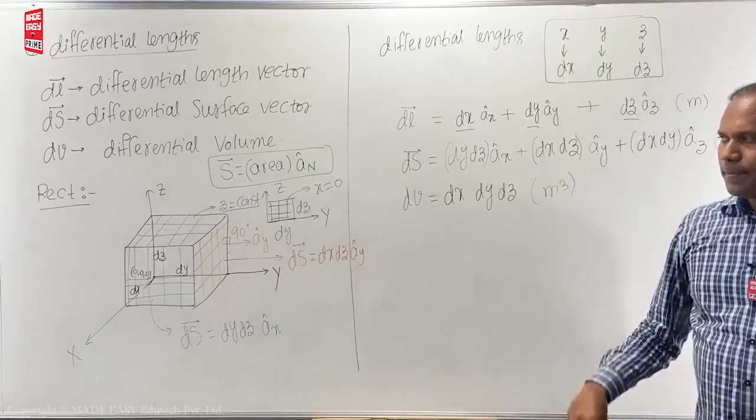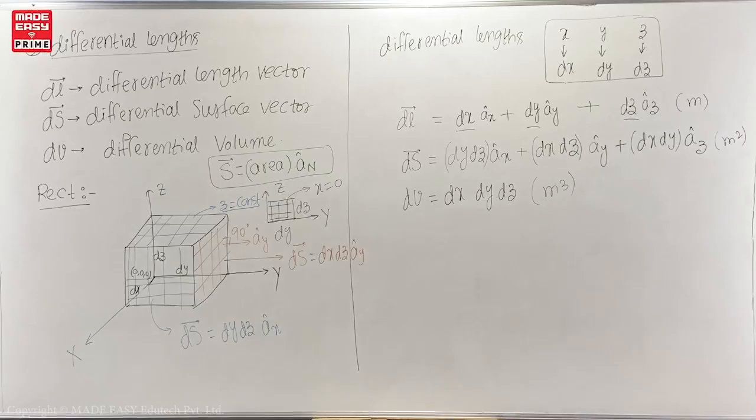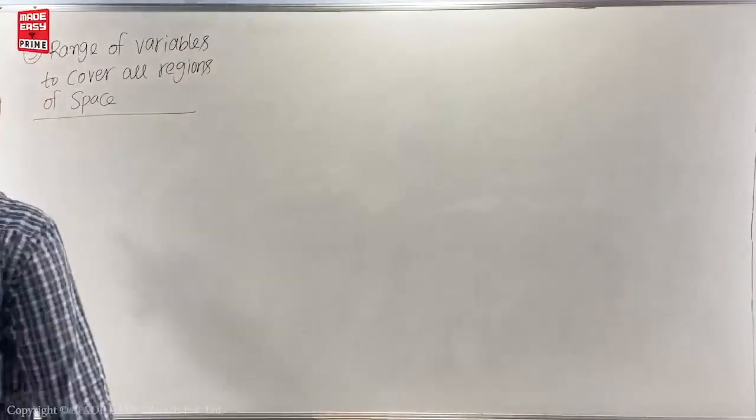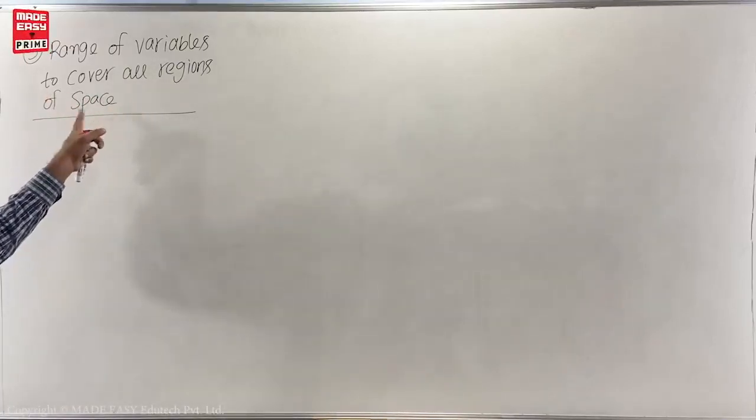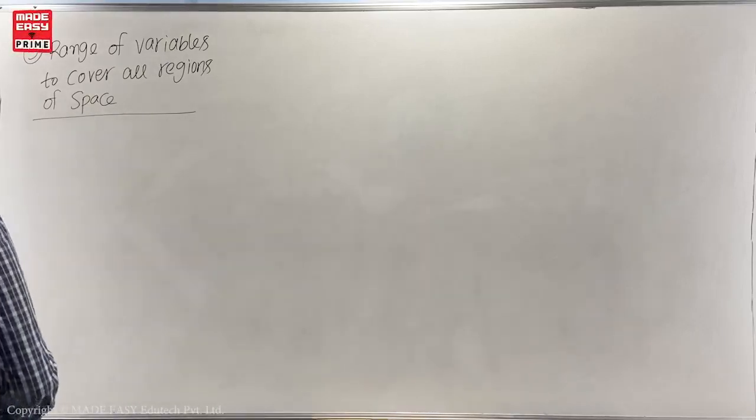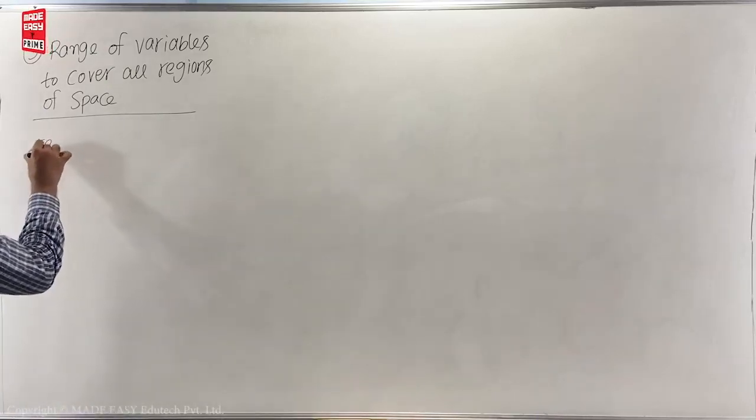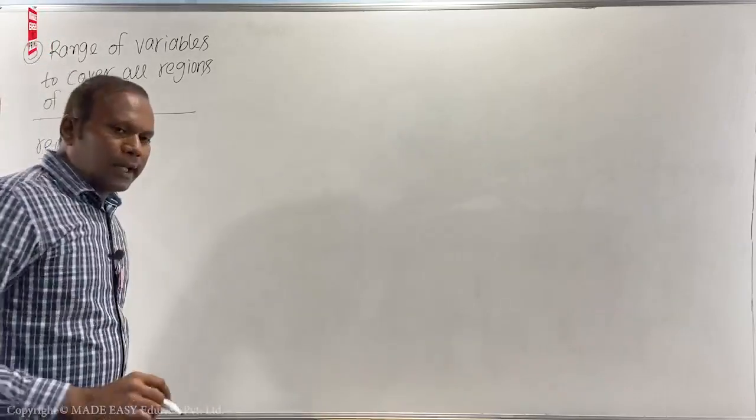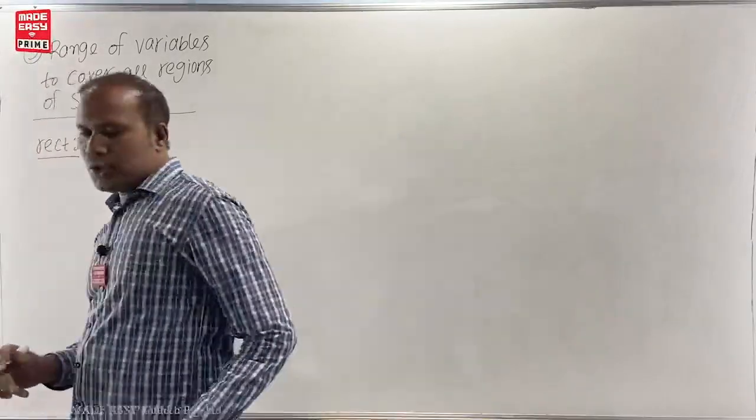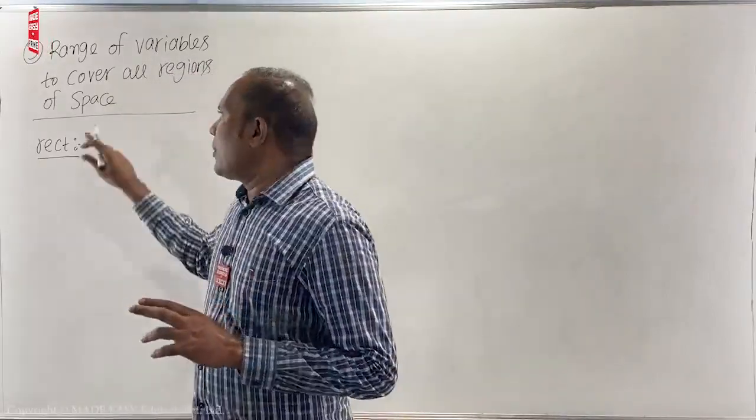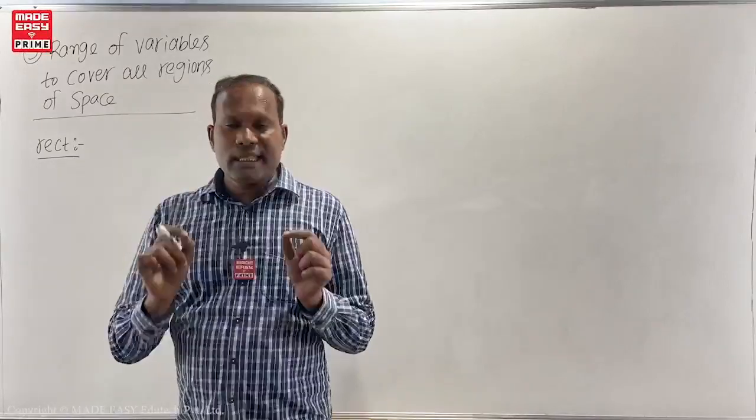Now we have to discuss a cylindrical system. Okay. So dear students, now let us discuss the range of variables to cover all regions of space or otherwise universe. Now one by one we will discuss. This is very simple in rectangular coordinate system, very simple. In the rectangular coordinate system, we will assume the shape of the universe as a biggest cube.